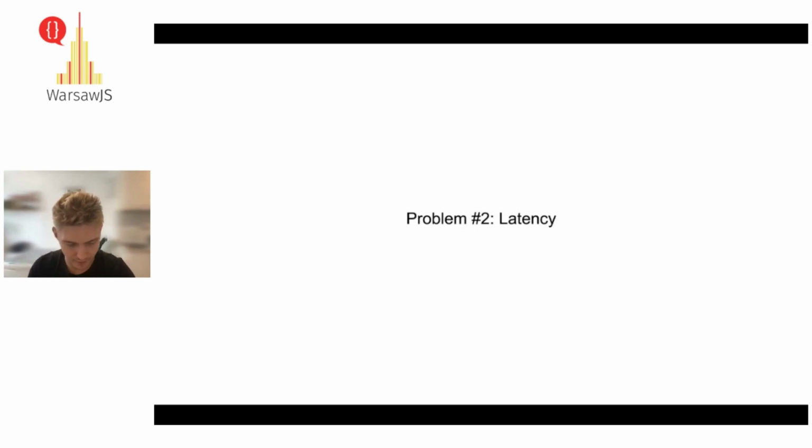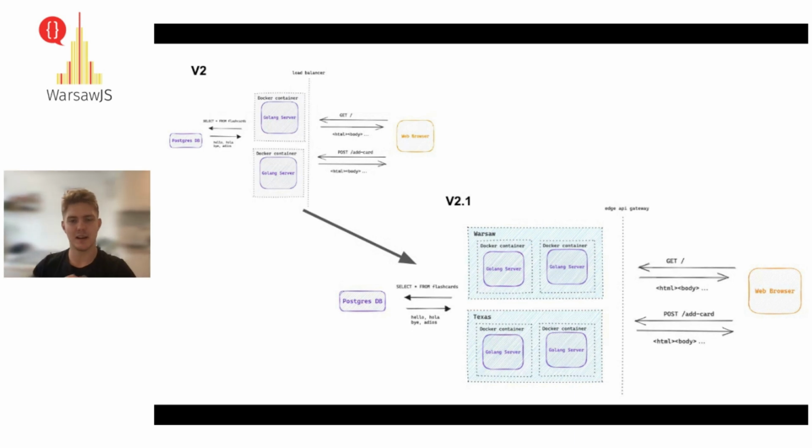So I thought about what I can do to improve that, and basically I just set up more instances of my app, but now not only in Warsaw but also in Texas. This alone wouldn't do much, because every request would still have to talk to the database, which I have a single instance of.